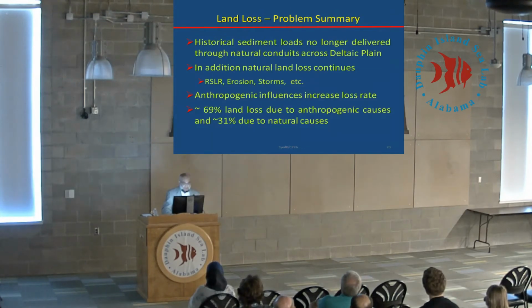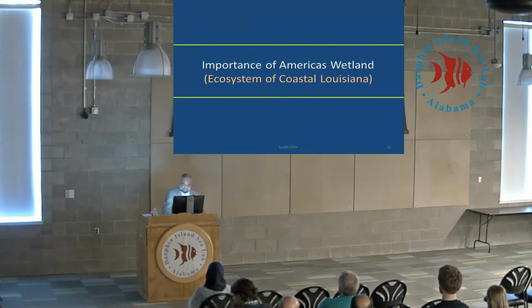So what is the summary of the land loss? Historical sediment is no longer delivered to the natural conditions along the deltaic plain. Natural land loss continues: erosion, storms, and all that. Human-related influence increases the land loss, and so there is the 70 to 30% loss, anthropogenic as well as natural causes.